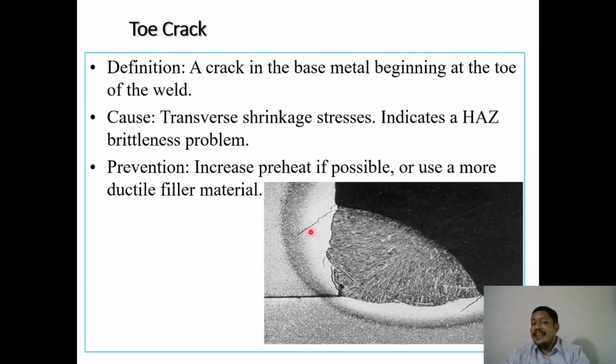Toe cracks indicate a HAZ brittleness problem. So you have to preheat the area wherever the weld is going to take place, to prevent toe cracks from happening in the case of welding. So these are the toe cracks shown over here.